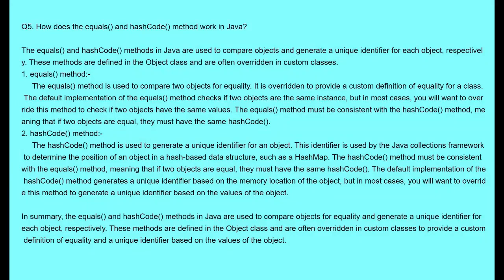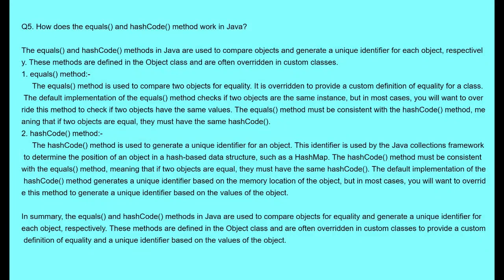The hashCode method must be consistent with the equals method, meaning that if two objects are equal, they must have the same hashCode. The default implementation of the hashCode method generates a unique identifier based on the memory location of the object, but in most cases, you will want to override this method to generate a unique identifier based on the values of the object.